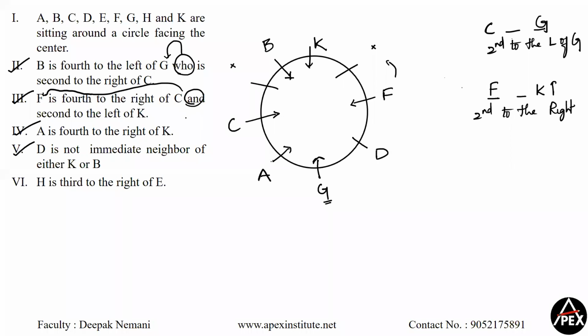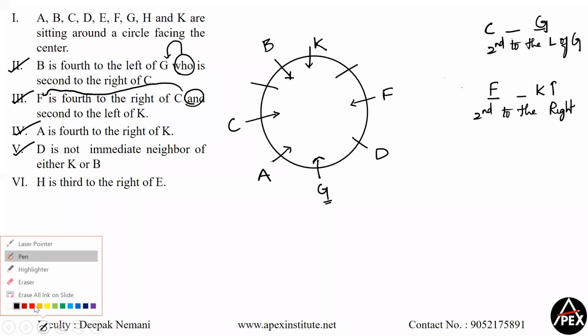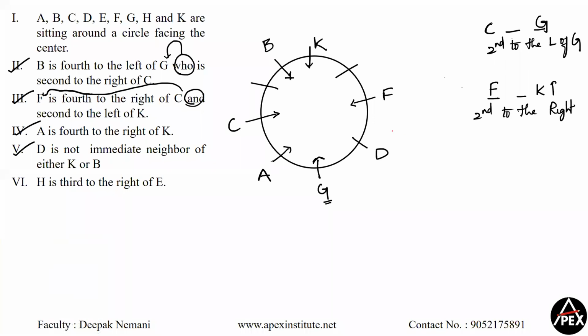Now coming to statement 6. So where do we have E? Is it next to K or next to B? Quick responses. K, yeah? Okay. So we have only two places, isn't it? And we have only two persons left, H and E. H is third to the right of E.